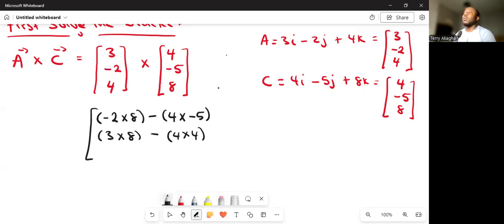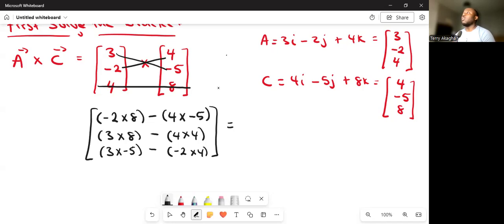Then we'll go to the last one, which is 4 and 8. So it's going to be 3 and minus 5, minus 2 and 4. Minus 2 times 4.